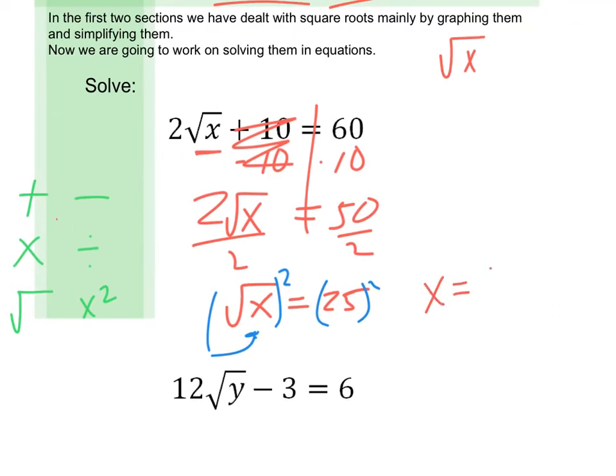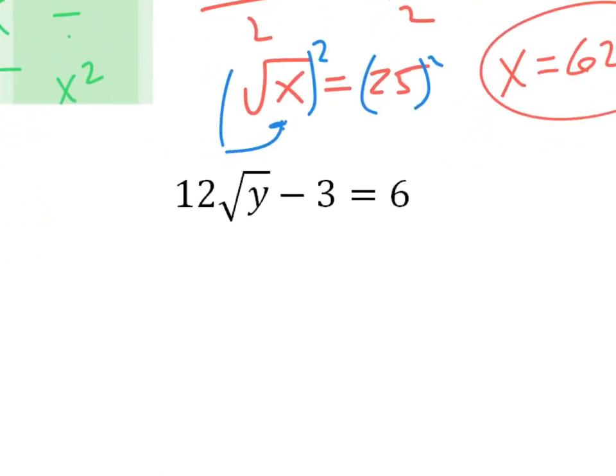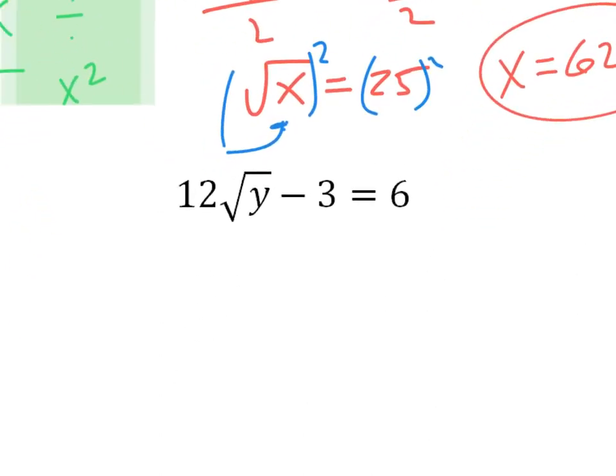And I'll talk about why this does work to find us answers, but something we have to be careful of, again, a way to always check and make sure you're getting the right answer is to take it and plug it back in and see if it works in the original equation, right? 625 square rooted would be 25. 25 times 2 would give me 50, plus 10 would give me 60. Yep, so that will work in this equation. There's us solving our first radical equation.